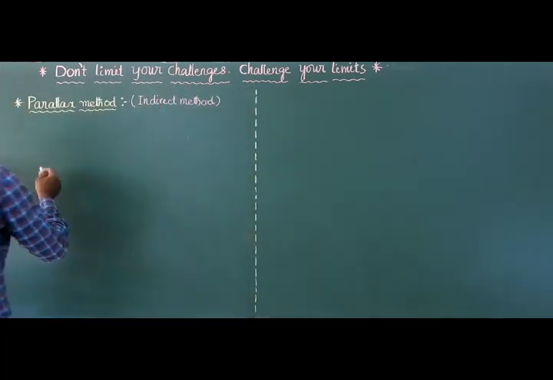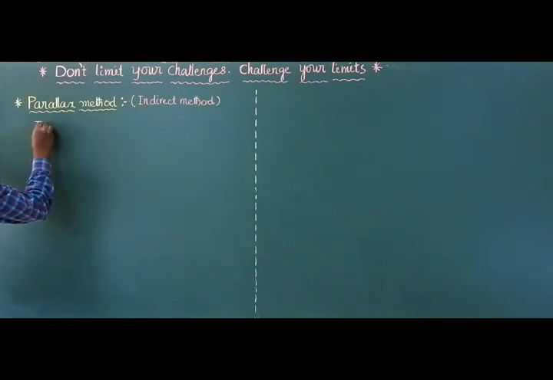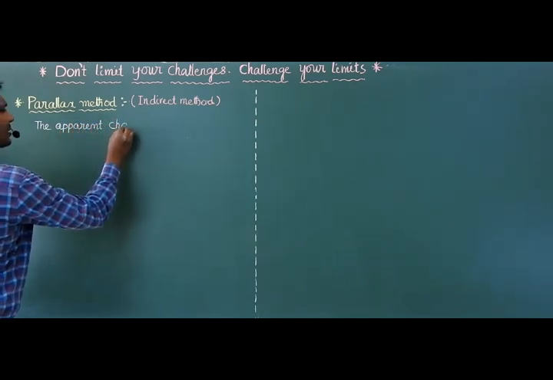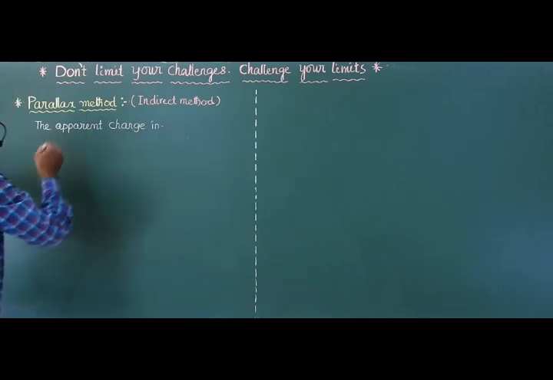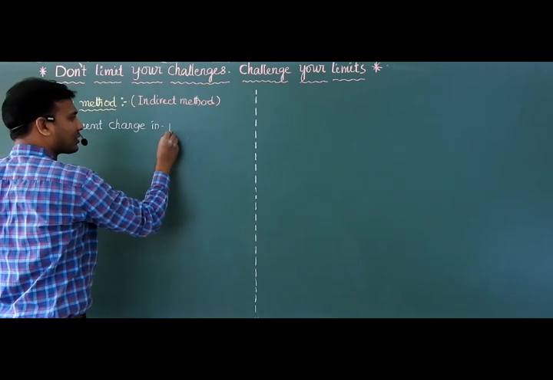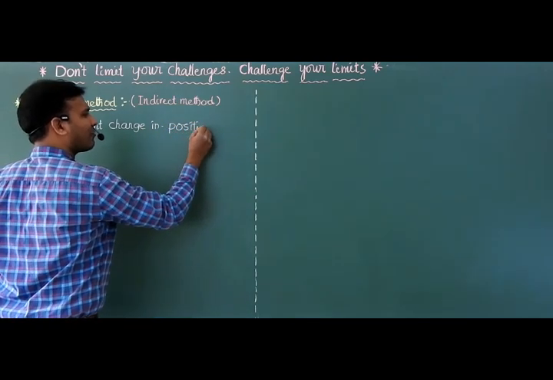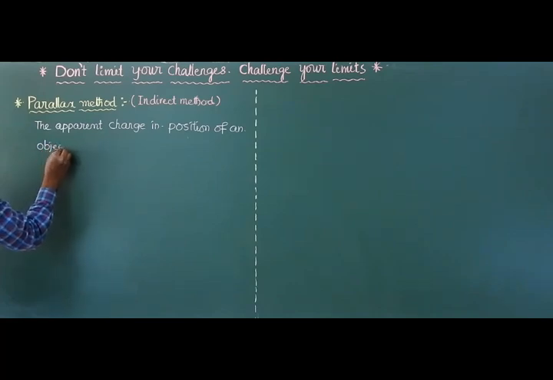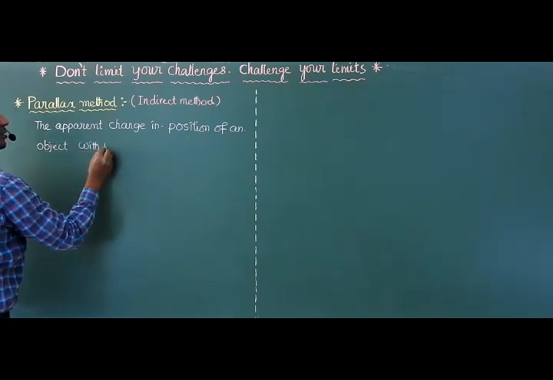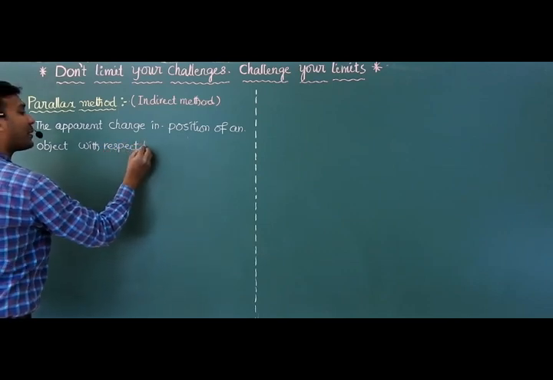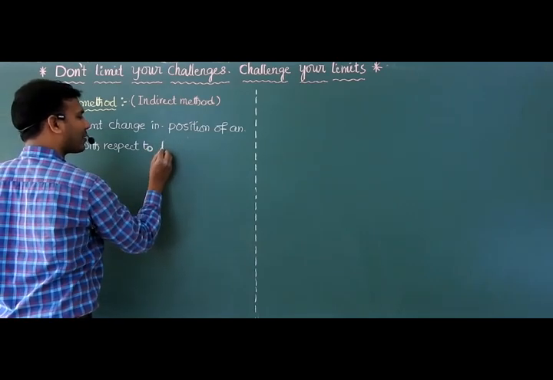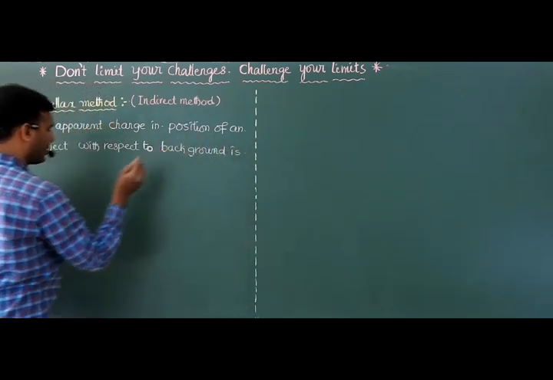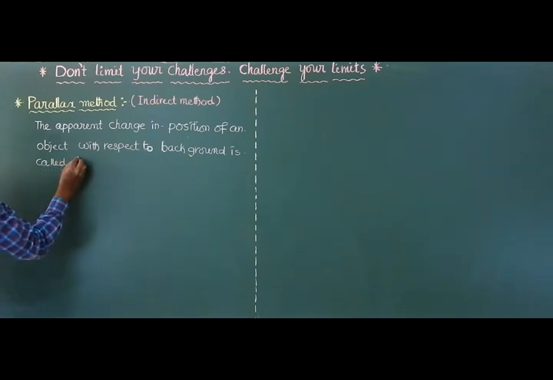Okay? Now here I will write the definition. The apparent change, the apparent shift or change in position of an object with respect to background is called parallax.